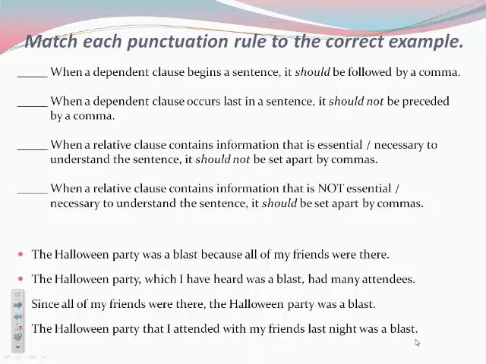And that I attended with my friends, that is on both the subordinating conjunction and relative pronoun lists, but remember, then you have to decide, is it functioning as an adjective or an adverb in the sentence? And in this case, it's functioning as an adjective describing party, so it's a relative clause.